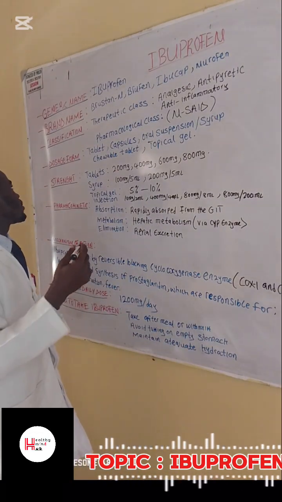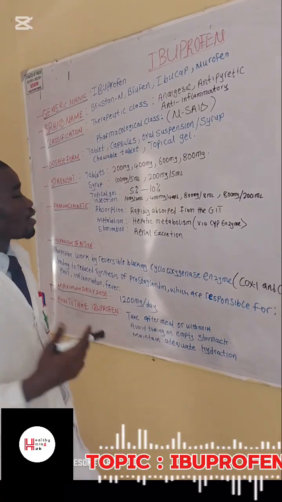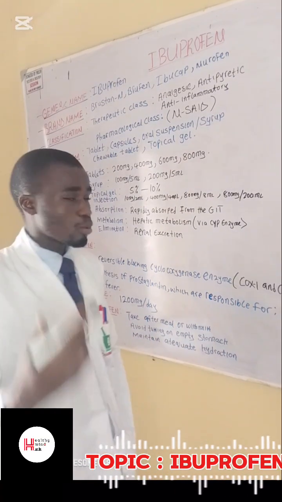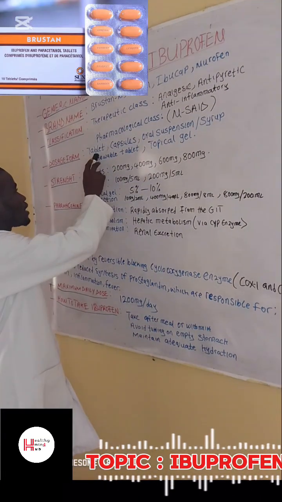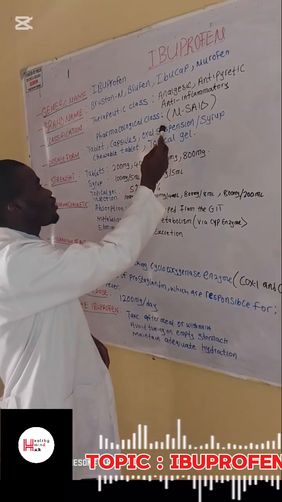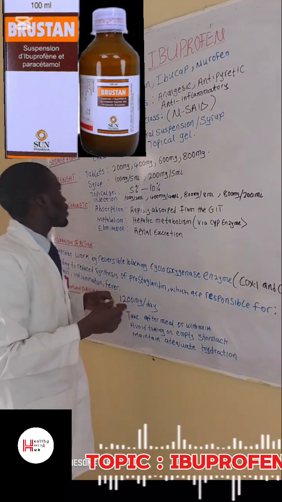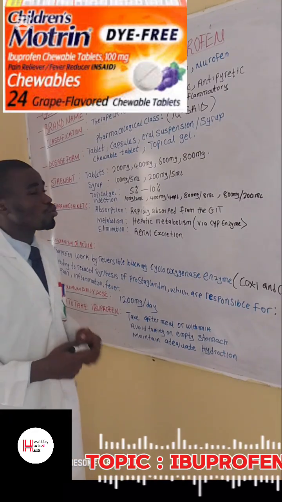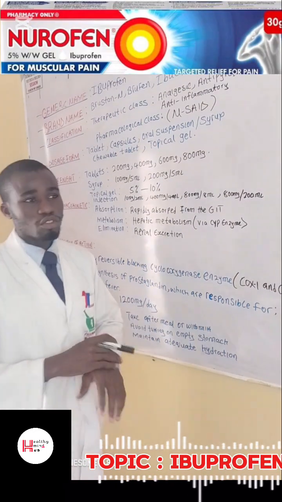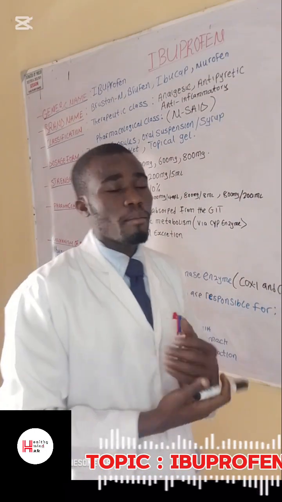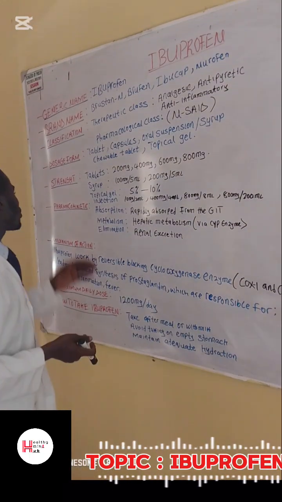And we have various dosage forms of ibuprofen which have been produced. We have it in tablet, in capsule, in oral suspension, in syrup. We also have it in chewable tablet and also topical gel, which is rubbed on the external part of our body.